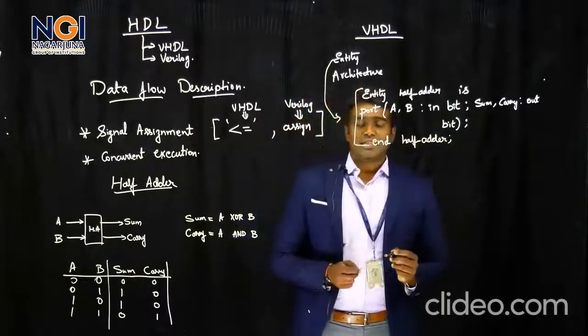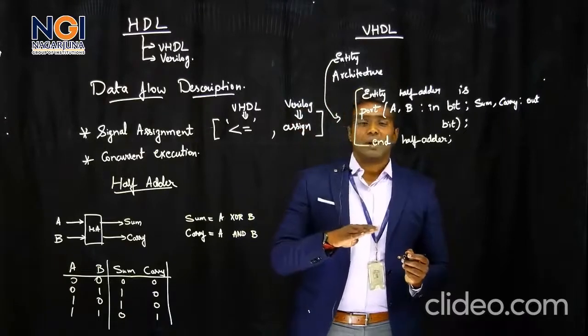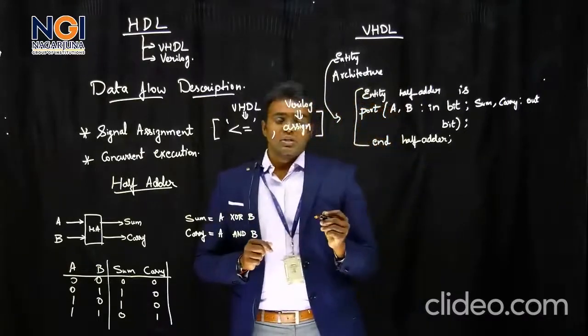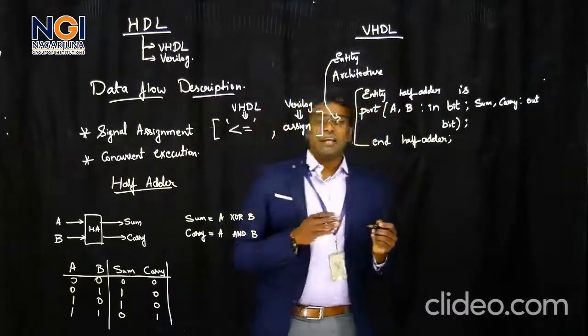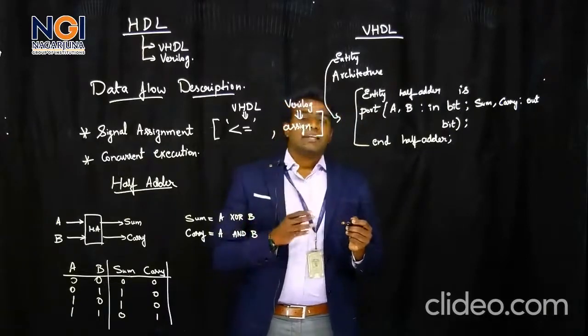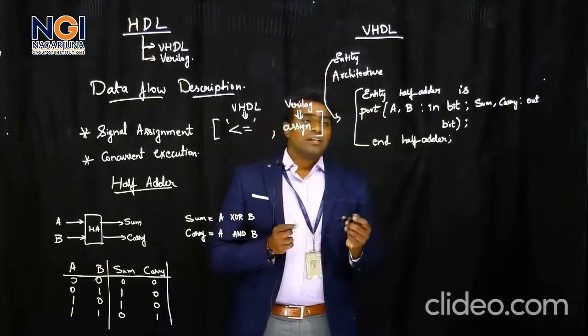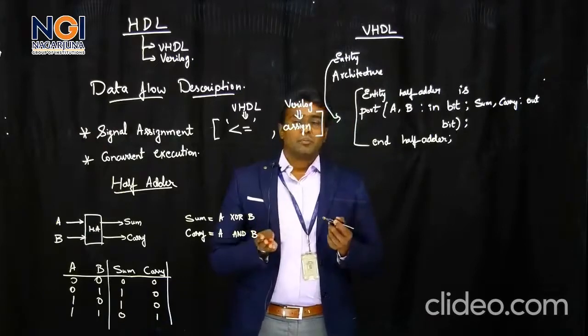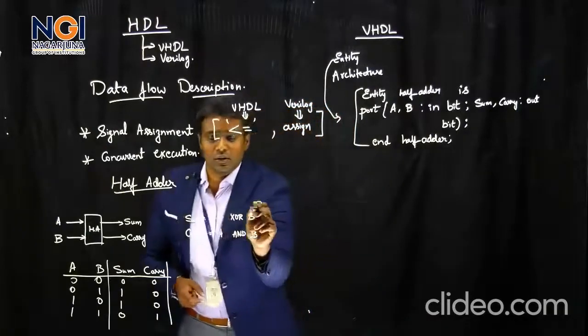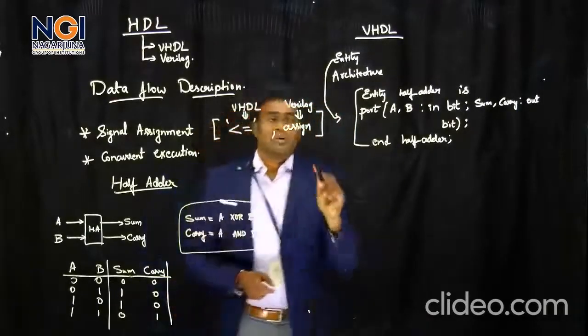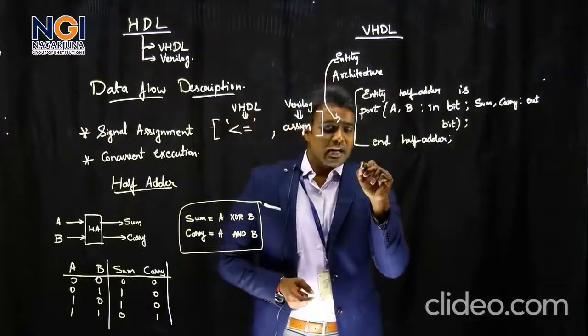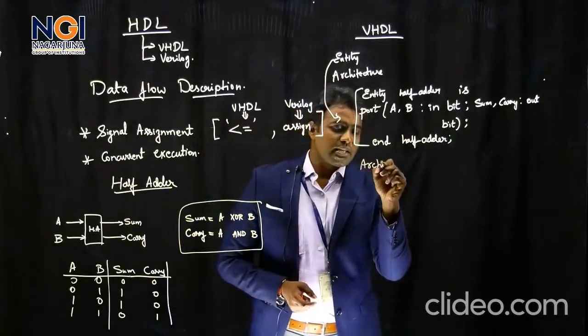Now once the entity is done, we will have to start with the second part, that is architecture. So what is this architecture? Rather than declaring your inputs, your architecture deals with showing the relation that exists between your inputs and outputs. That is nothing but your Boolean expression. Okay, so that again starts with a predefined word called architecture.